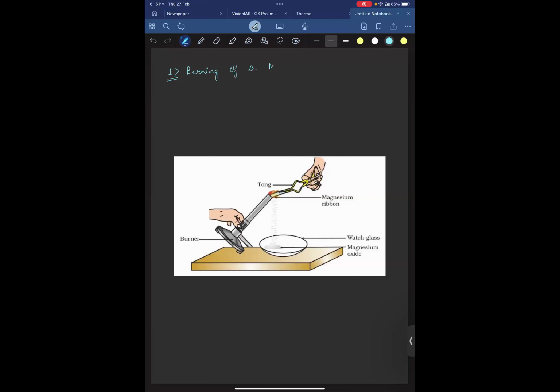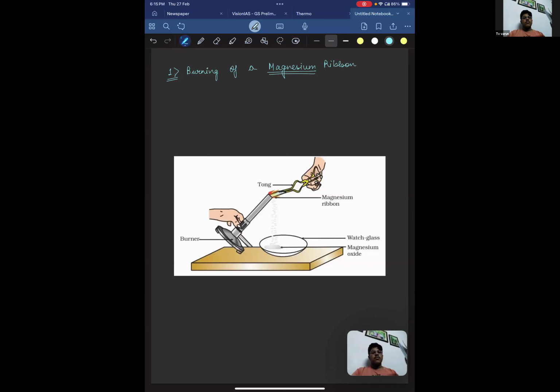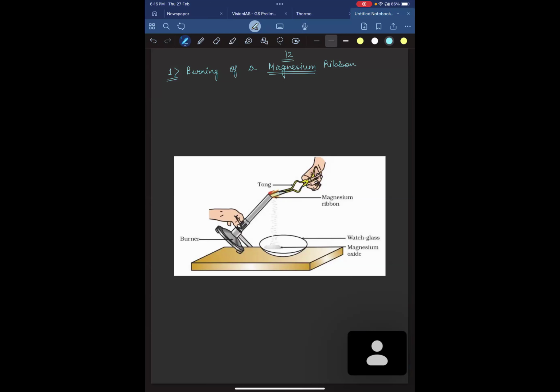So, the first example that we are going to deal with is burning of a magnesium ribbon. First of all, tell me, do you know about magnesium? It is present in the periodic table, right? Where is its position? On the left hand side or the right hand side? Its atomic number is 12. If you see this portion of the periodic table, on the left hand side, here you will see magnesium.